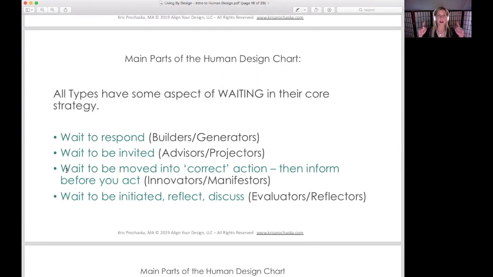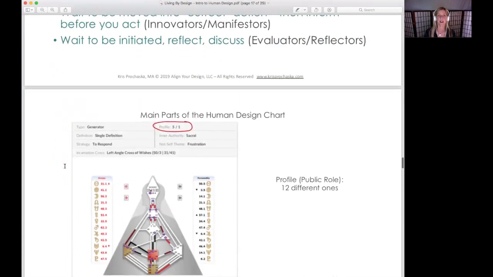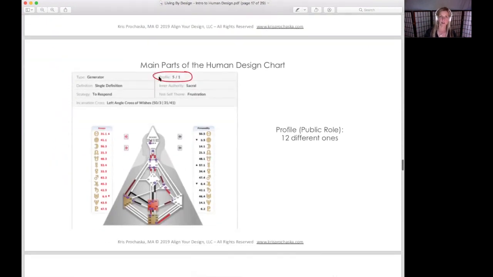It's not about time management. It's about energy management. I say this over and over and over again. Forget time management. Focus on energy management. And your strategy is one way that you do that. So then on the next column over here, we have the profile. And in the business terminology, we call that the public role. So we have 12 different public roles or profiles.